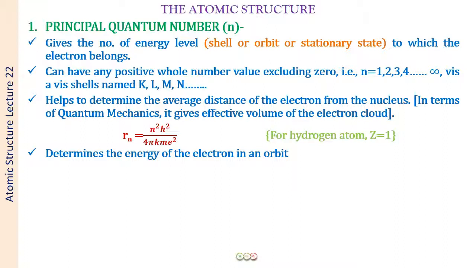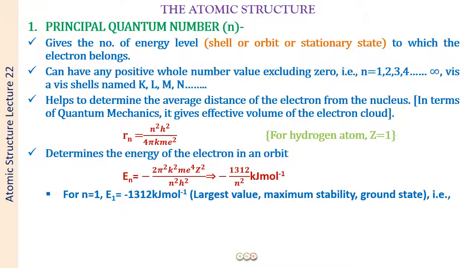Now, this is also going to help determine the energy of the electron in an orbit, which is given by minus 2 pi square k square m e to the power 4 Z square divided by n square h square. And this for the hydrogen atom is going to be minus 1312 by n square kilojoule per mole. And I hope you all remember we have discussed this in great detail.